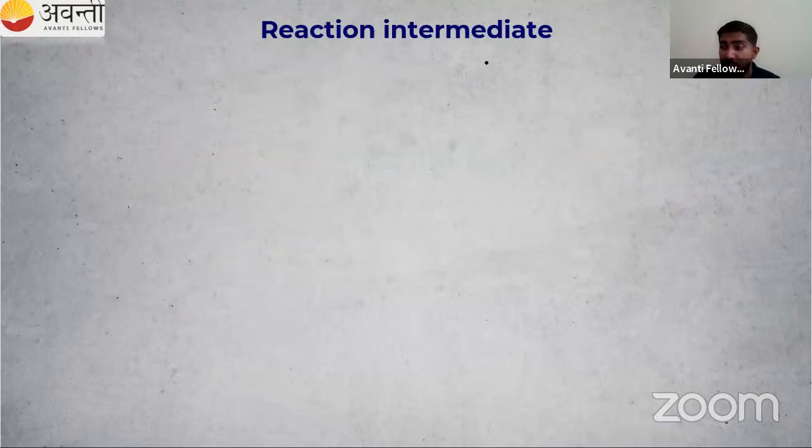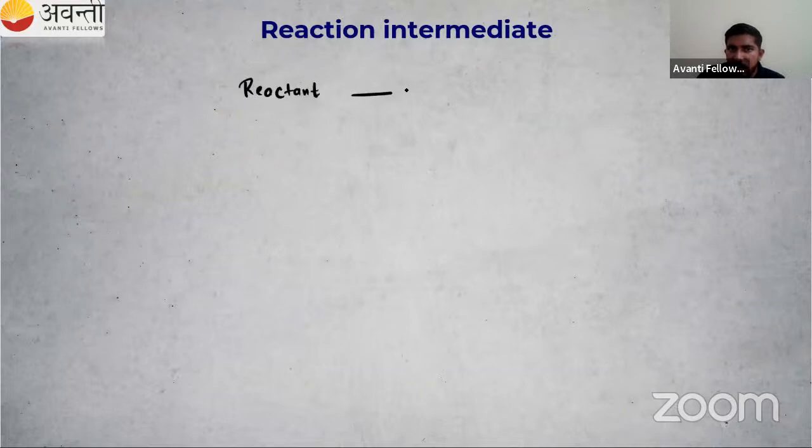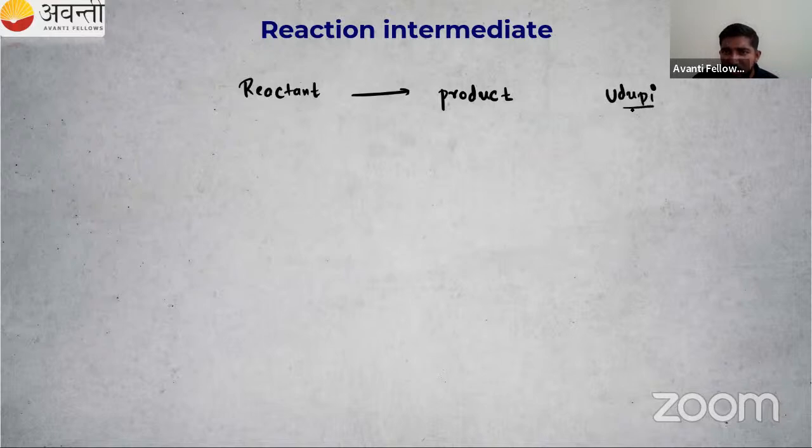Then the reaction intermediate. What is this reaction intermediate? Suppose we have a reactant, and it is getting converted to a product. It is not directly getting converted into the product. Suppose Pune students are coming to Kanyakumari. In between, there is a station called Udupi. So they are not directly going to Kanyakumari; there is some intermediate present. Similarly, in a chemical reaction also, some intermediate species are present, like an intermediate station, Udupi railway station.